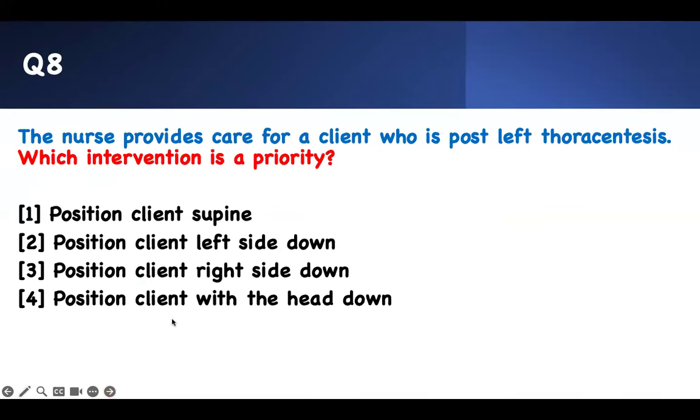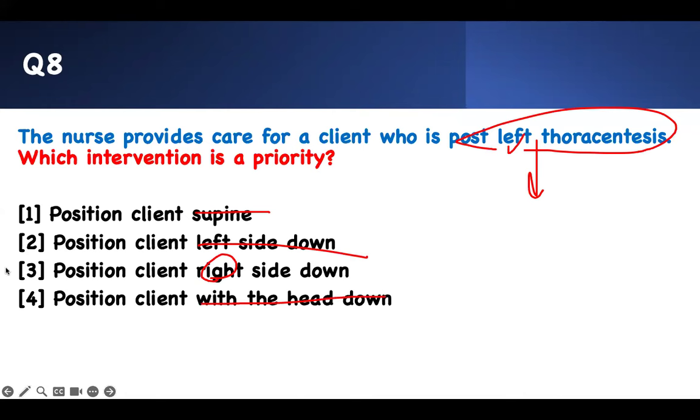All right. And next, provide care for a client who is post-left thoracentesis. Which intervention is a priority? They puncture the left lung to remove the fluid, right? Therefore, these areas need to be allowed to recover. That side should never be down, right? Supine position is bad. Left side is bad. They need to lay on the right side so that the left side will recover.